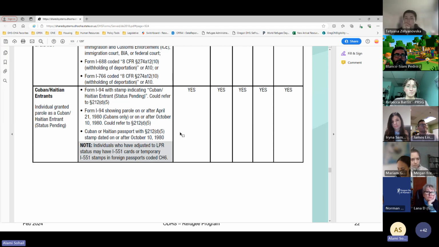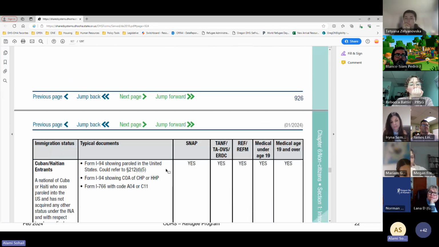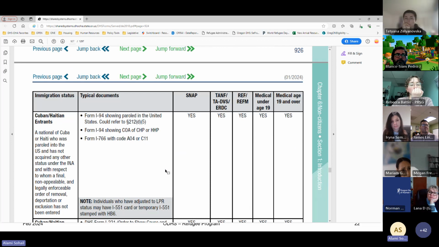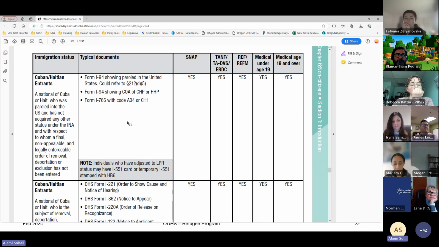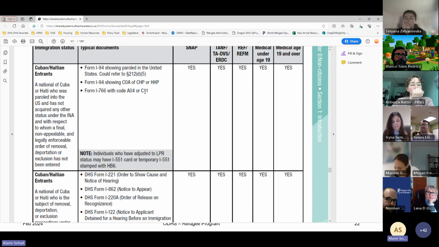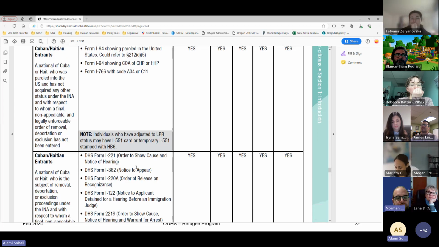Cuban and Haitian entrant. So if they are paroled, the Cuban and Haitian entrant, they would have these documents, an I-94 that says this specific code, or they would have an LPR card that has a code CH6 on it. If they're a Cuban Haitian entrant, this is also paroled, by the way, it would have the code CHP or HHP on their documents, or they would have an EAD that has the code A04 or C11 on it.